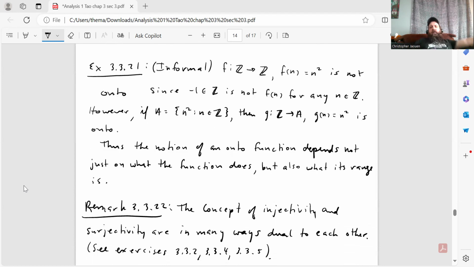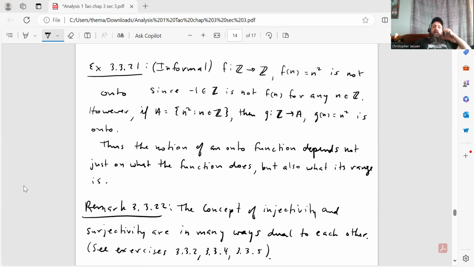All right, here's another example, 3.3.21. Again, he calls this an informal example because we haven't defined the integers yet. So let f be a function from the integers to the integers defined by f of n equals n squared. That's not onto, since -1 is an integer, but is not f of n for any n in Z. However, if A is defined to be the set of all squares of integers, then g from Z to A is onto. You get every element in A is g of n for some integer.